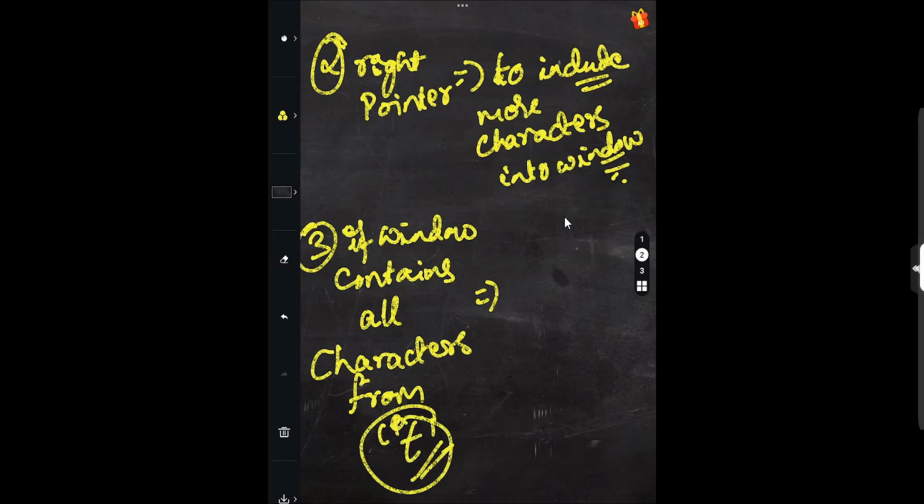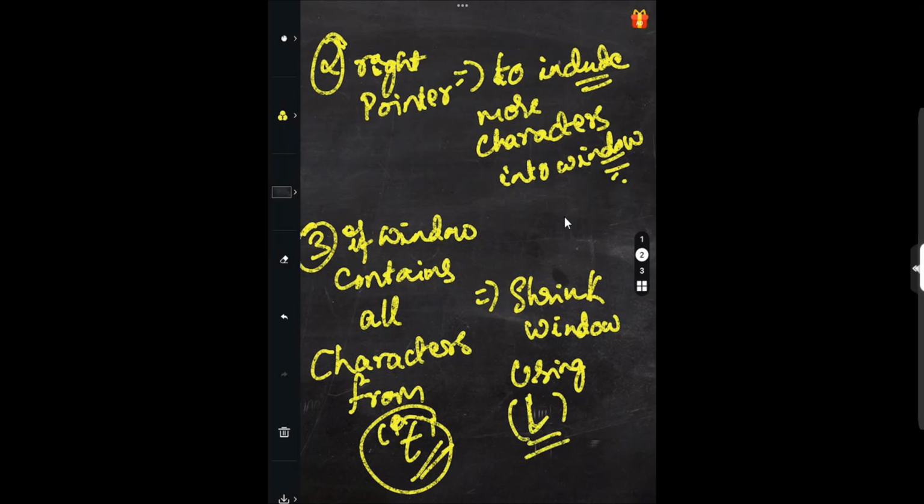If the window contains all the characters from T, what are we doing? We are shrinking the window by using the left pointer, L, to find the minimum substring. So once the window contains all the characters from T, we'll shrink it using the left pointer to find the minimum substring.